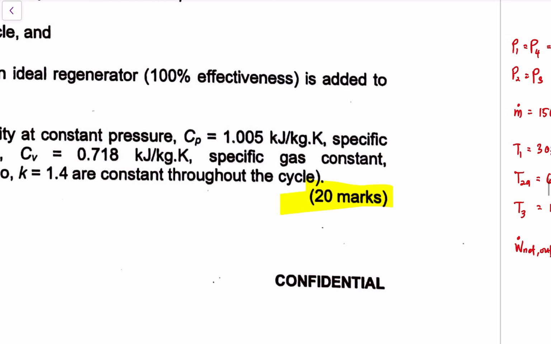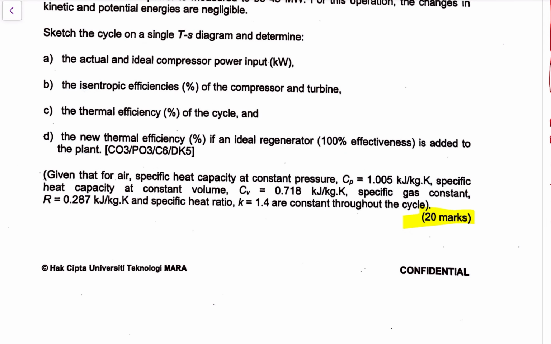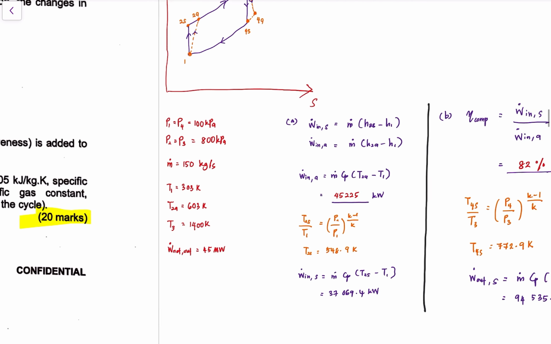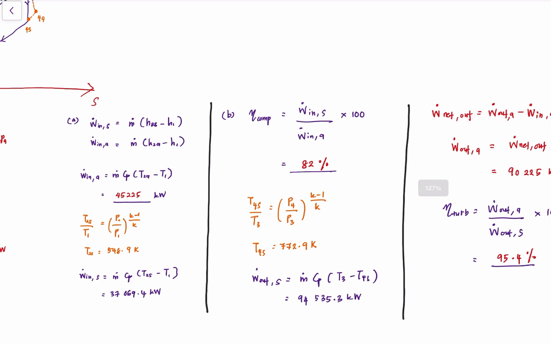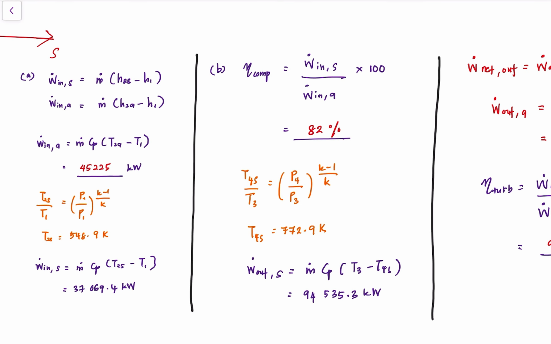Next, they require you to determine the isentropic efficiency of the compressor and turbine. For the compressor, since you already have the ideal power input and the actual power input, you can use this relation and multiply by 100 to get the isentropic efficiency in percentage. Once you substitute and calculate, you will get 82% for the isentropic efficiency of the compressor.